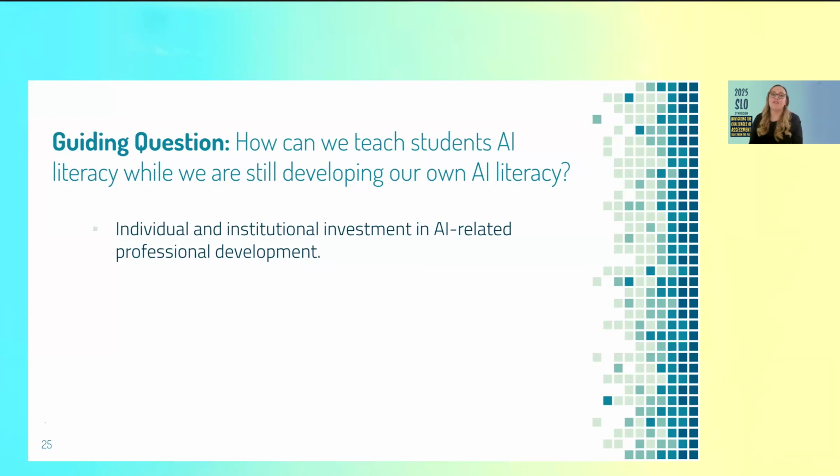And whether we need to have university mandates, I don't know, but I do know we need institutional investment. Because if you're expected to maintain all of the functions of your position, whatever that entails, and also become an AI expert so that you can teach AI or think about AI in a variety of different contexts, for biology, chemistry, psychology, sociology, that's impossible. So we do need some institutional investment in professional development for faculty and staff and students with these tools.